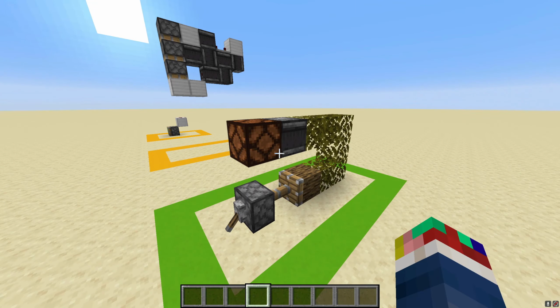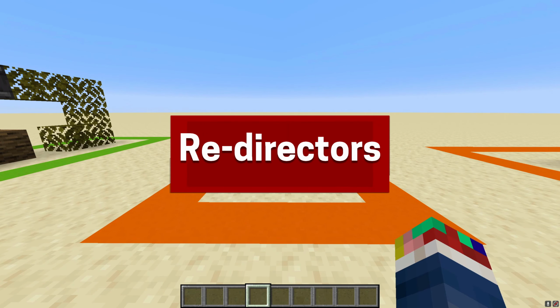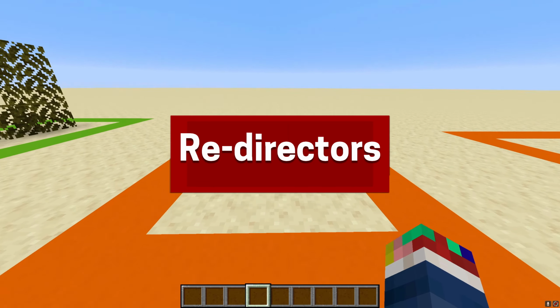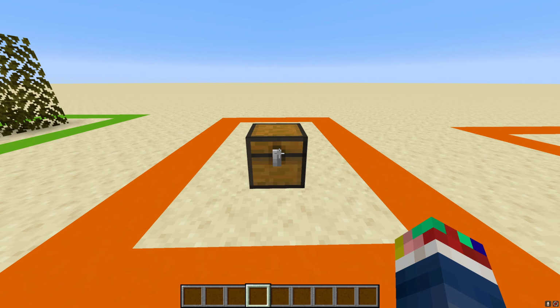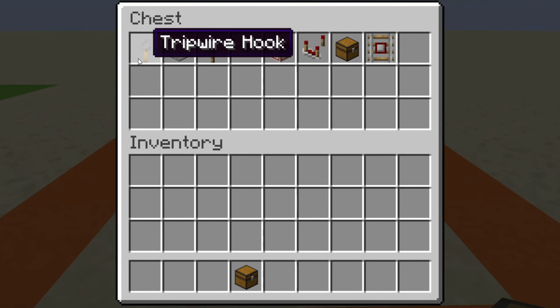And yeah, so that's that. Moving on to number 3. Number 3 is very useful, but it's kind of one of those things that not many people think about. So the advanced redstone tip for number 3 is redirectors. What I mean by redirectors is pretty much all of these things that redirect redstone current.